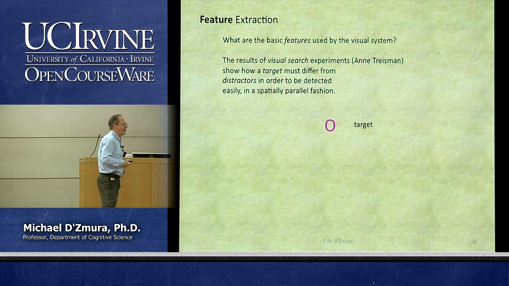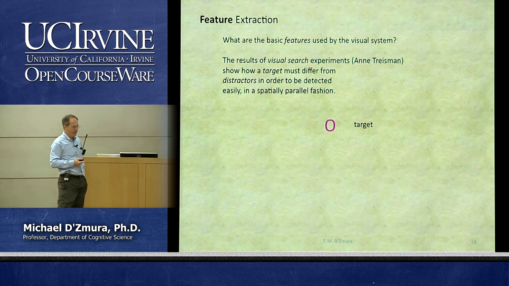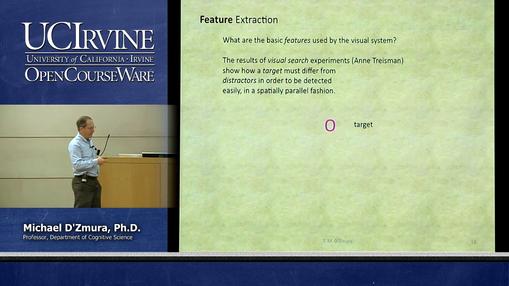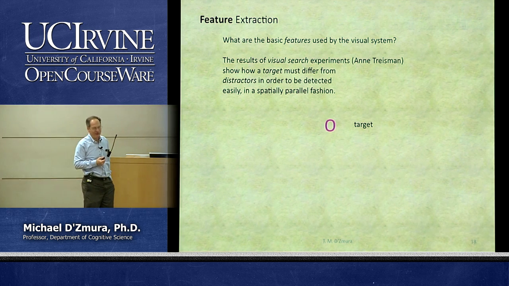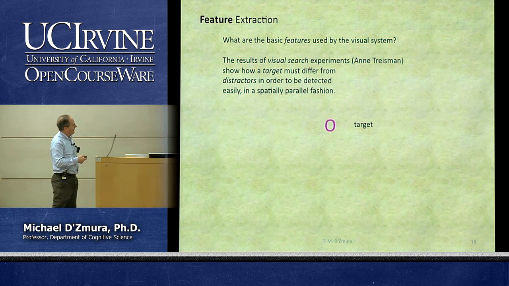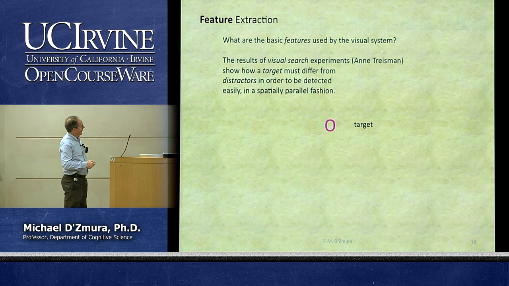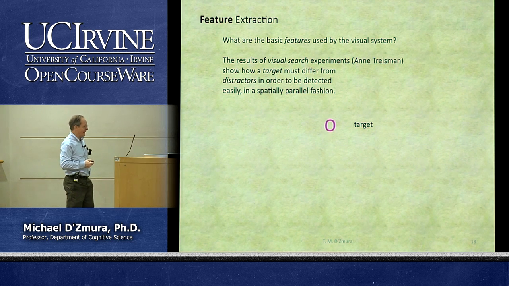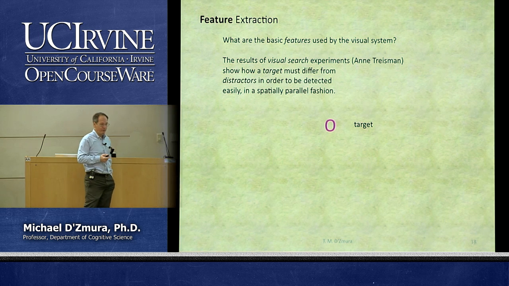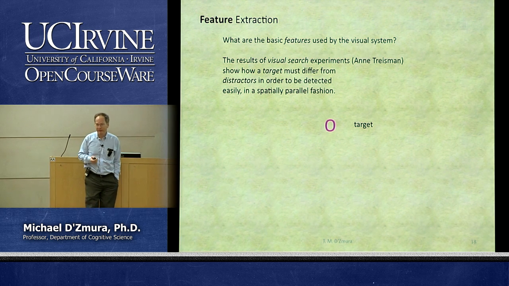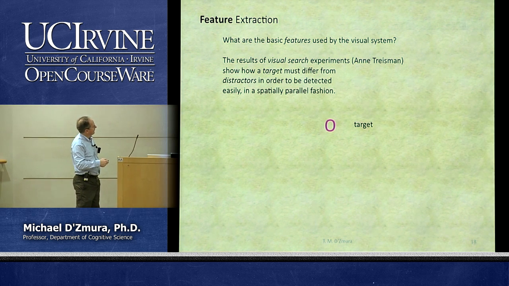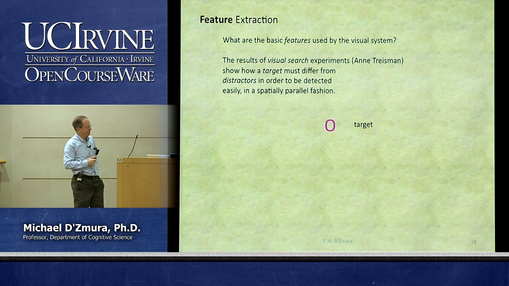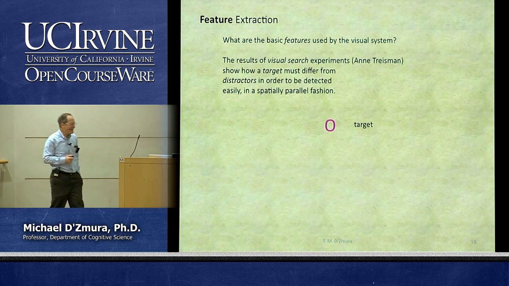So the first question you might ask, well, what are the sorts of features to which the visual system is sensitive? And I want to review briefly two ways that people have used to try to establish important visual features. One of these ways is to do visual search experiments. Ann Treisman did groundbreaking research in determining which visual features are perhaps the most salient or important when processing visual information. In her experiments, she showed how a target shape or color or some target visual stimulus must differ from distracting visual stimuli in order for it to be detected easily.